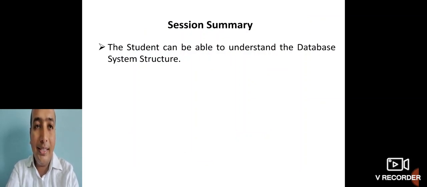The student here is able to understand the entire database system structure, its flow, its different users, what is meant by stored data manager, what role they perform, and how the flow happens.